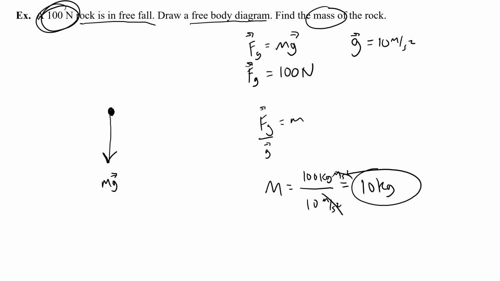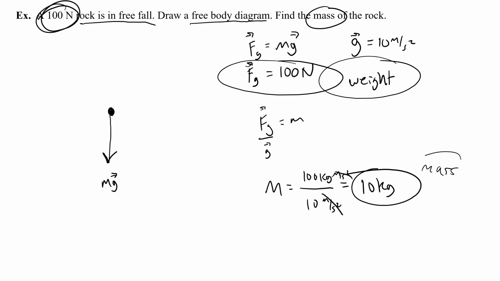Now, notice that the force of gravity, or the weight of the object, is different from the mass of the object. We typically confuse these things because in British units or English units, we use pounds for force. Pounds for force. We don't often use Newtons to talk about weight. We talk about pounds of weight.